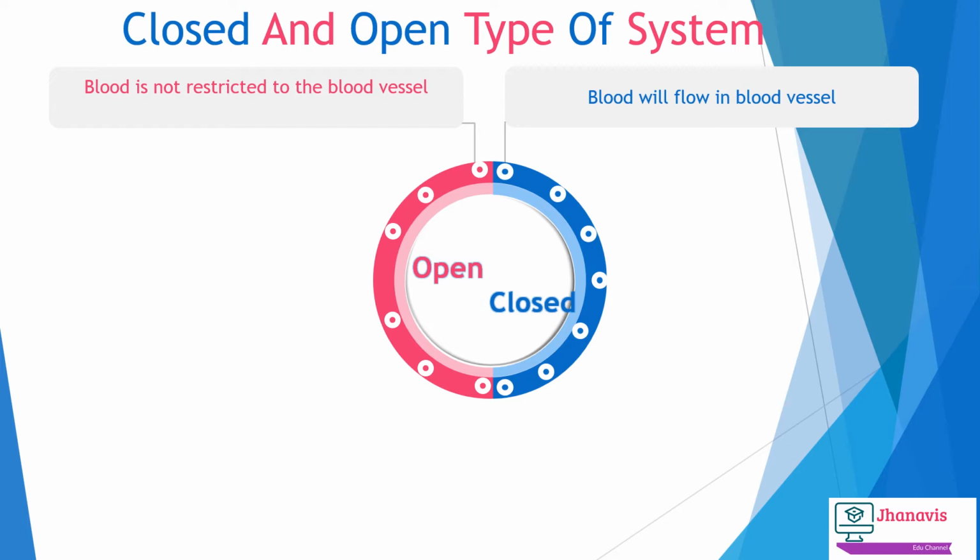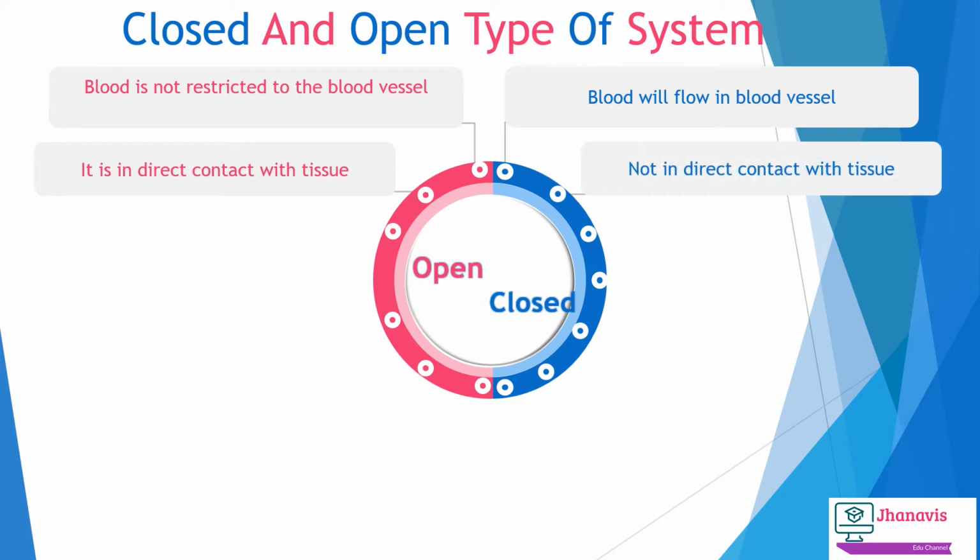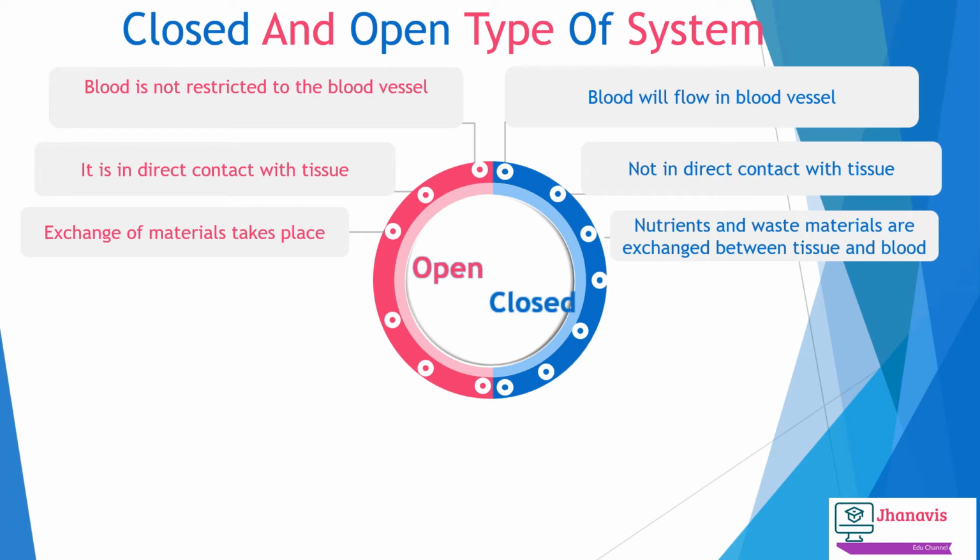Next one, in an open circulatory system, the blood will be in direct contact with the tissue. Whereas in a closed system, it will not be in contact with the tissue. In an open circulatory system, the exchange of material takes place, but in a closed circulatory system, along with the nutrients, the waste materials are also exchanged between the blood and the tissue.